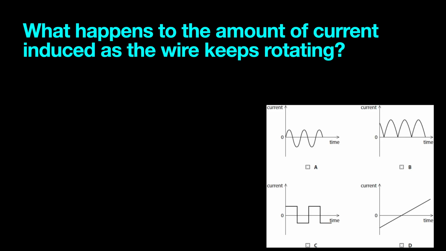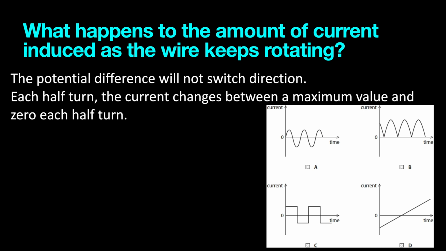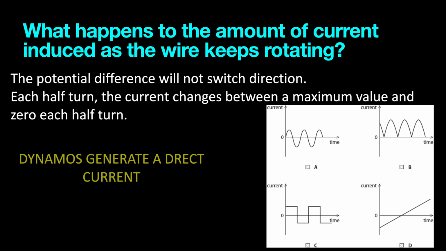So, which of these diagrams do you think represents a dynamo? Is it A, B, C, or D? Pause the video and have a go. As you know, dynamos only induce current in one direction. Therefore, diagram B is our answer, because current is only induced in the positive direction and doesn't flow in the negative direction, unlike the other diagrams.